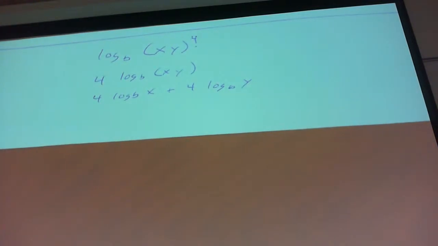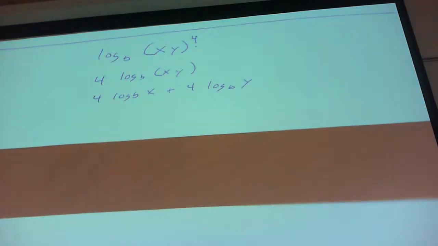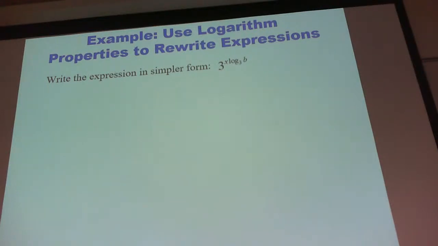And again, important, but I'm not spending forever on it. They're exactly the same. Sometimes these rules will come in handy when you want to solve with log or natural log, or if you want to simplify an expression. So it's good to know. Okay, a couple more. It's basically using the rules. Here's the next one. 3 raised to x log 3b.